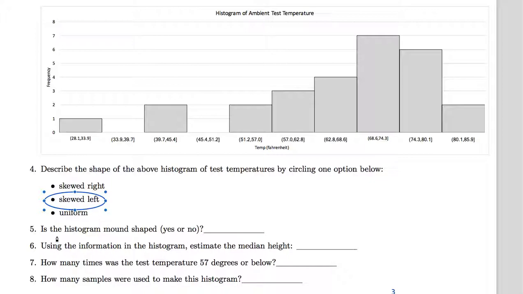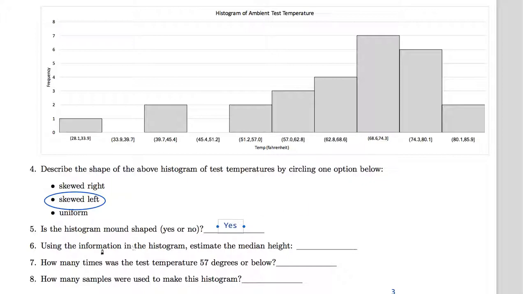The next question, is the histogram mound shaped? So we notice it kind of slowly increases on the left up to this big bar, and then it does come back down on the right side. So it makes this little mound shape over here. Even though it is highly skewed to the left, it is still mound shaped because it comes back down there on the right side. So yes, it is mound shaped.